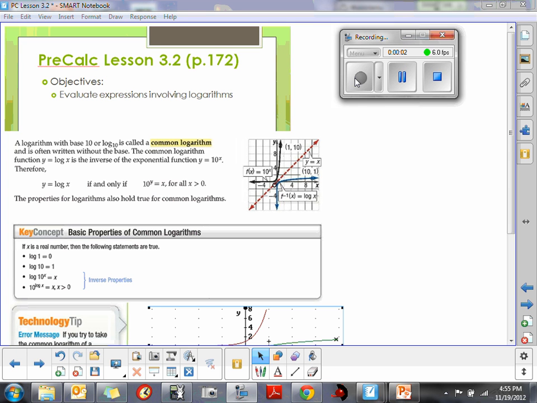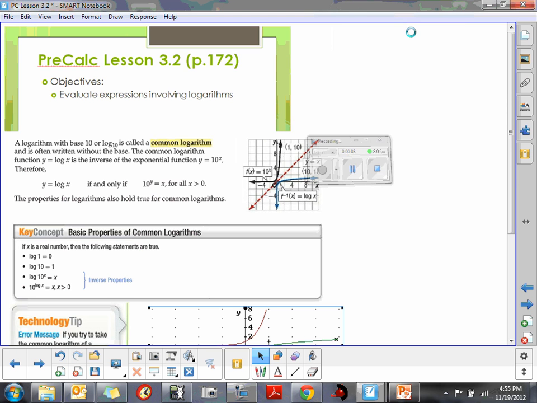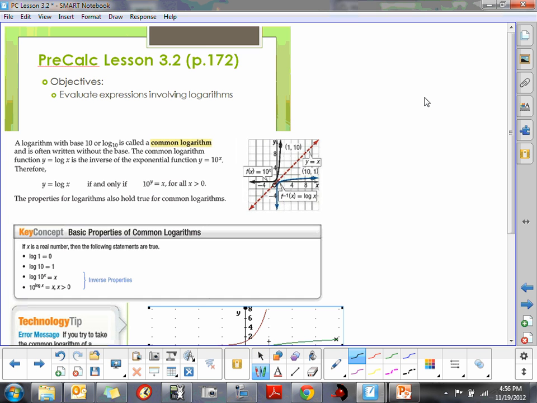The third video in lesson 3.2 is on evaluating logarithms involving common logarithms. Now, common logarithms are one of the most common or popular logarithm bases to use. A common logarithm is base 10. Because the base 10 logarithm was commonly used, most of the time they will not write log base 10.